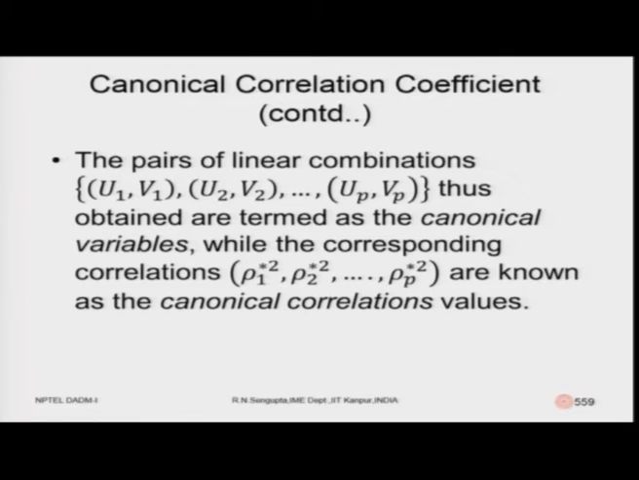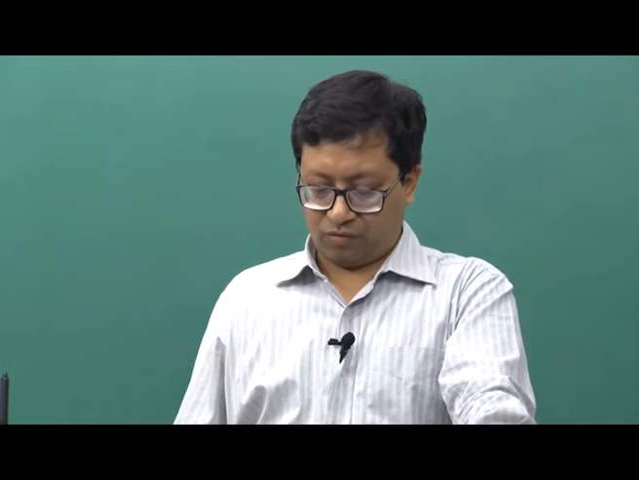The pairs of linear combinations, that is u1 v1, u2 v2 till up vp, thus obtained are termed the canonical variables, while the corresponding rho 1 square star, rho 2 square star till rho p square star are known as the canonical correlation values, which give me the degree of relationship, or to what level the relationships have been summarized utilizing the correlation coefficient values.